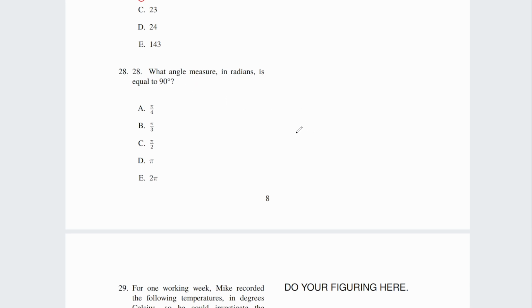But for those of you that do, you know that a circle is 2 pi radians, which means that half of a circle is 1 pi, and another half of that is half of pi, or pi over 2. So there's our answer.